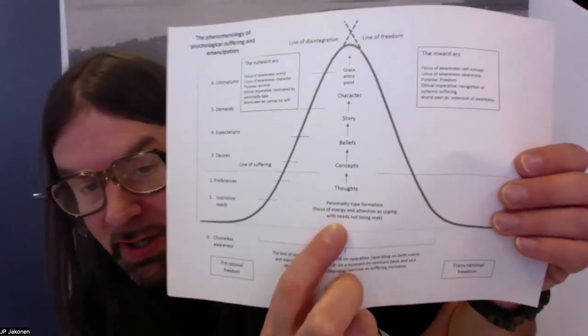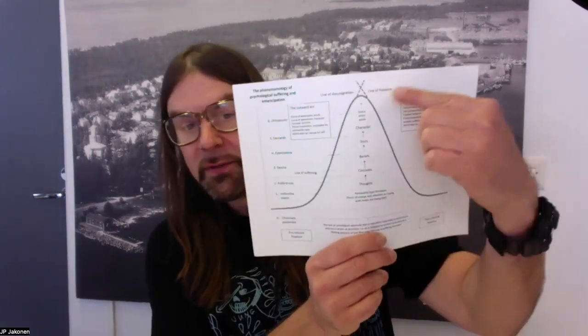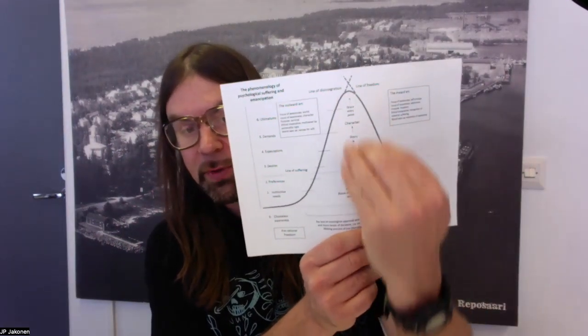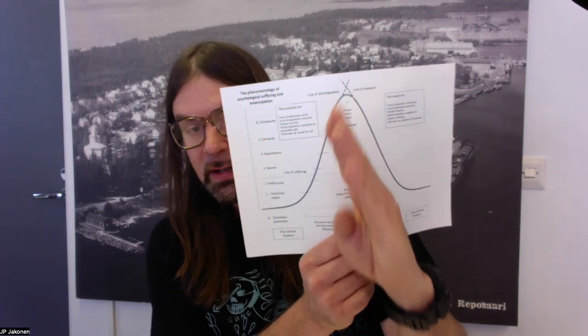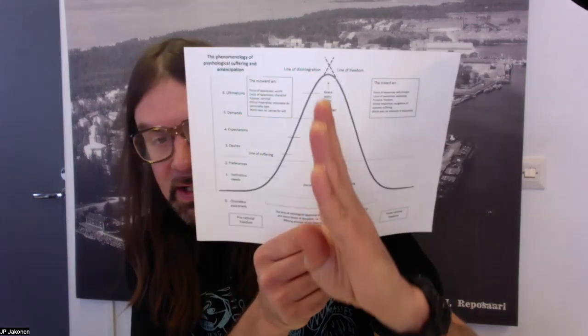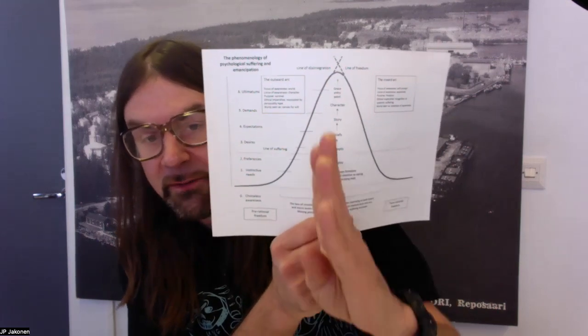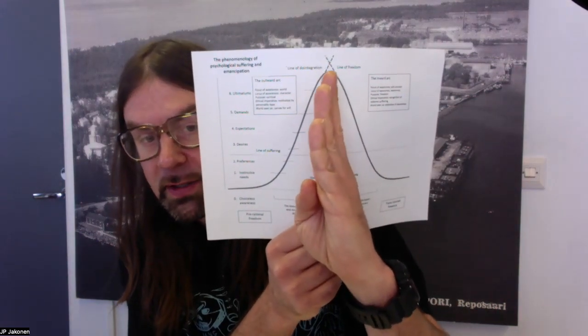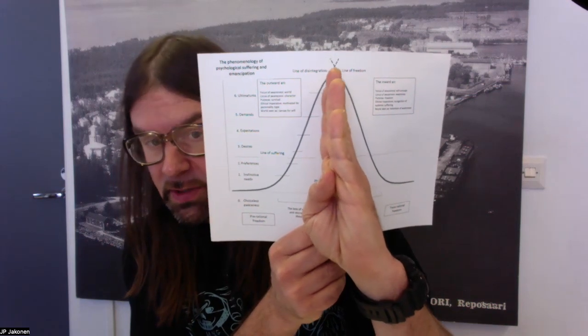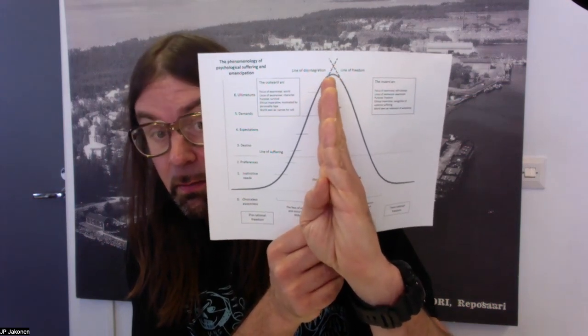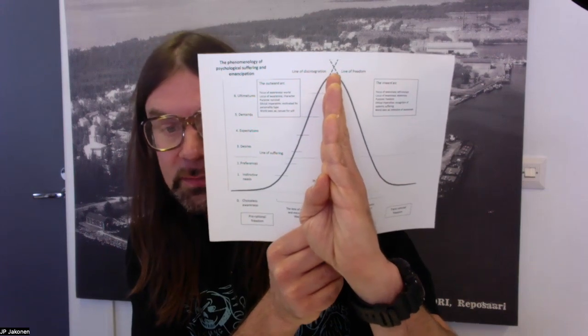Also here in the small print, it says personality type formation, focus of energy and attention as coping with needs not being met. Not sure what I meant by that. But basically, this line of suffering is impossible without the central character. So you can also picture this as a circus tent of sorts, the circus of life, which is poised on the central pole. Here is the sense of self, the sense of the individual me, personality, so to speak. Take this off, and this falls away.